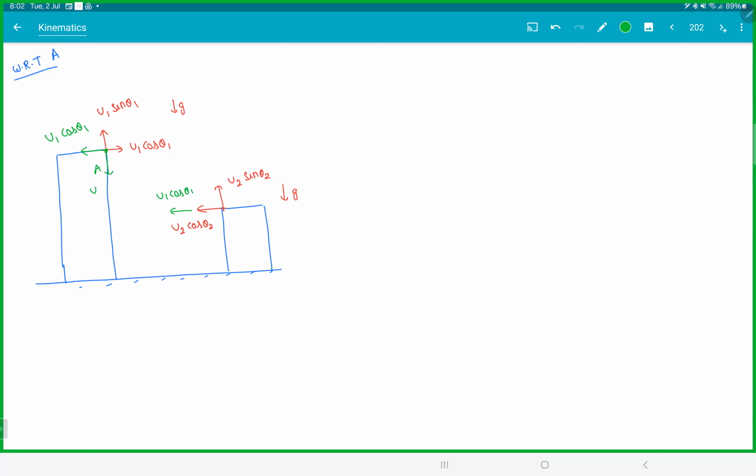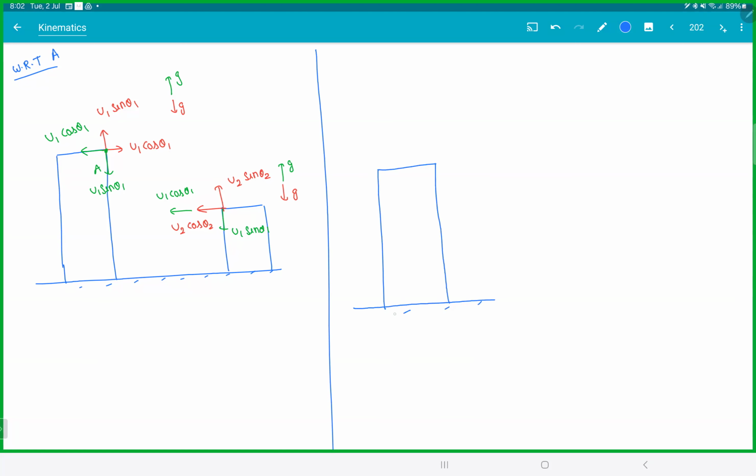I need to add u1 sine theta 1 downward. I will do the same thing here, u1 sine theta 1 downward. I have to put g upward here, and g upward here. I hope you guys did the same. Then, once I did this, A thinks, okay, I came to rest.